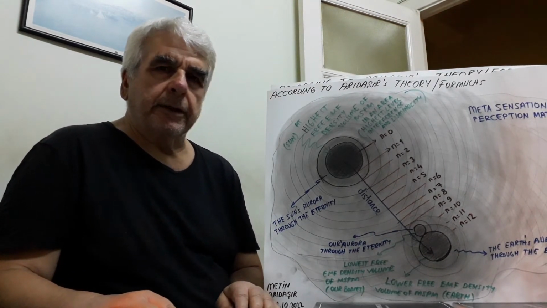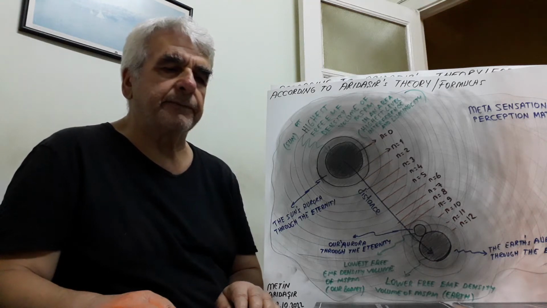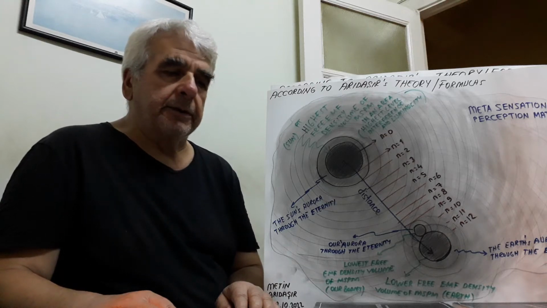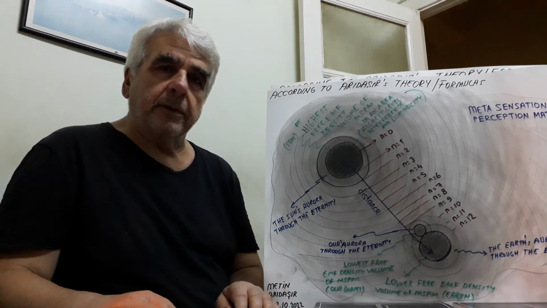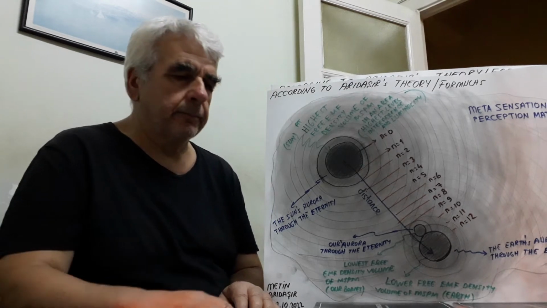According to my theory and my formulas, the gravity originates from the light. The graviton is the photon.